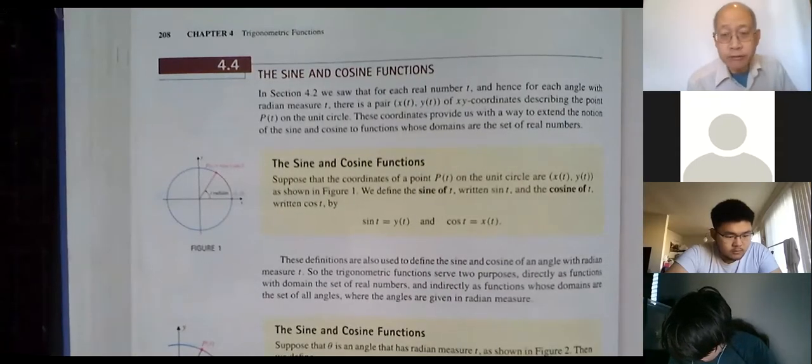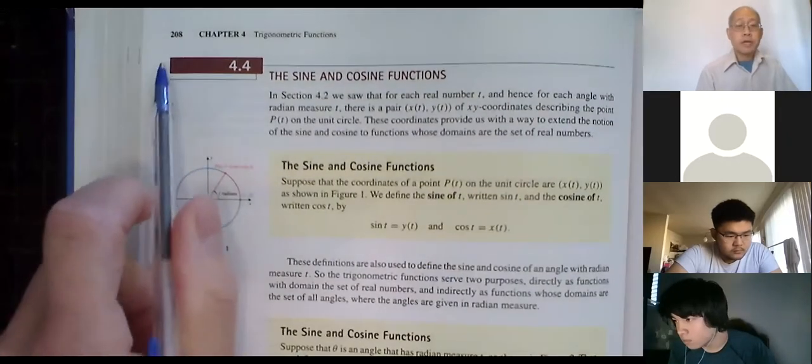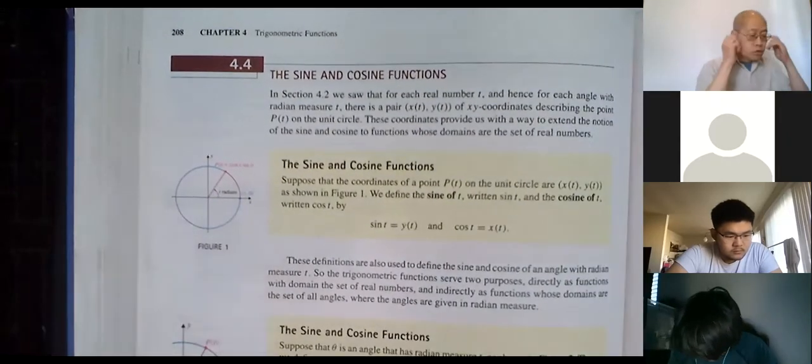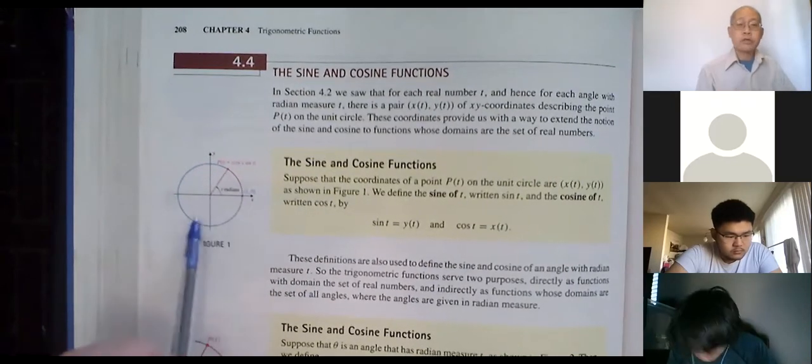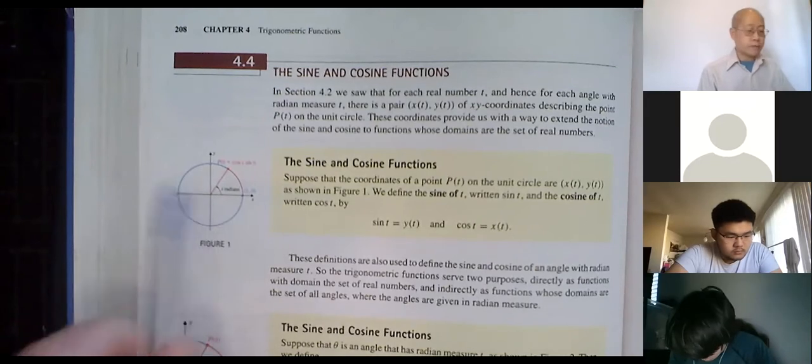Okay, so some introductions to sine and cosine. In theory, everything here is review. So page 208, you have yourselves a unit circle. Okay, what is the unit circle? It's a circle centered at the origin with a radius of 1.